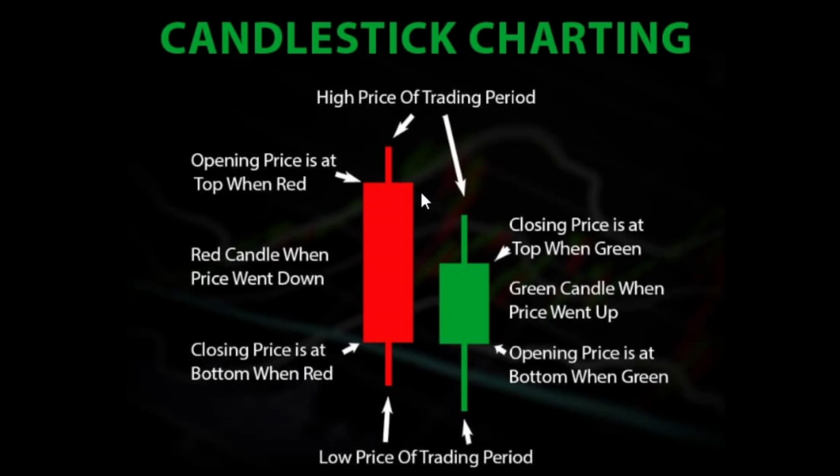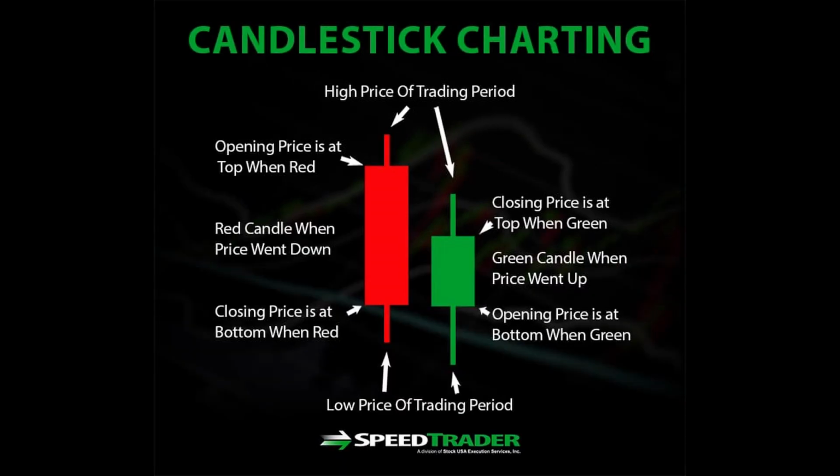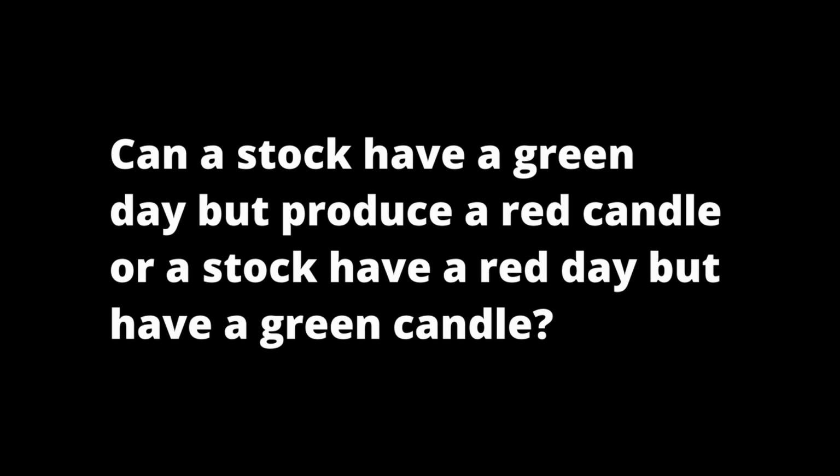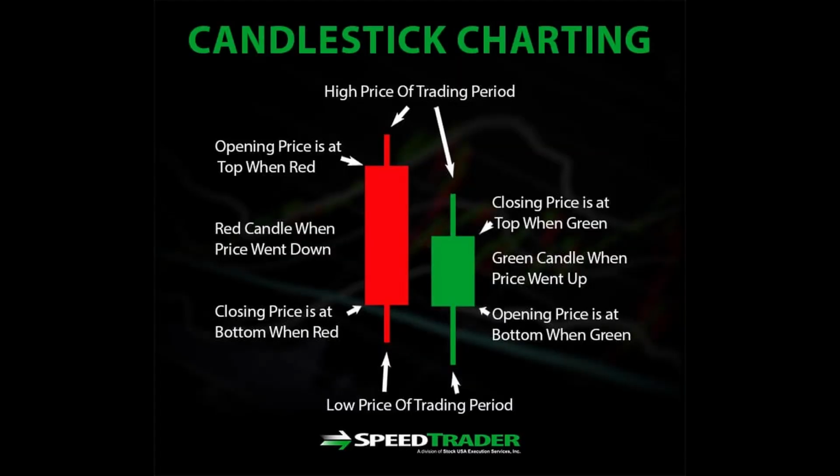A candle has 2 main parts: the wicks and the body. A red candle occurs when the price at market close is lower than the price at market open, and a green candle occurs when the price at market close is higher than the price at market open. Here is where most new traders will get tripped up. Can a stock have a green day but produce a red candle, or a stock have a red day but produce a green candle? The answer is 100% yes.